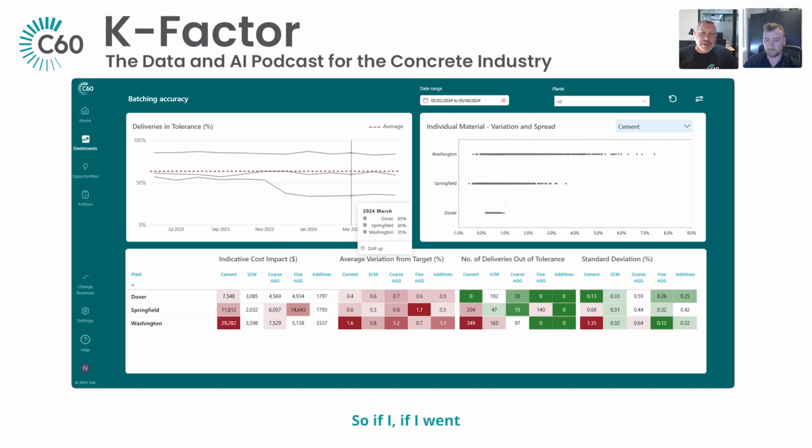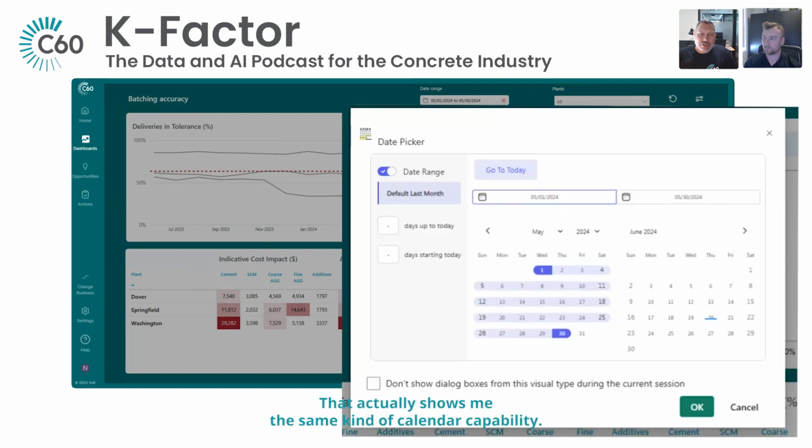So if I went into that date range selector, maybe you can click on that for me. That actually shows me the same kind of calendar capability. So I'm actually able to pick one day. I can pick yesterday's data if I wanted to. Is that right? Yeah, that's correct. So I could get this every day, or I could pick a range, like if I wanted to look at my busy season versus my not so busy season, I could do that.